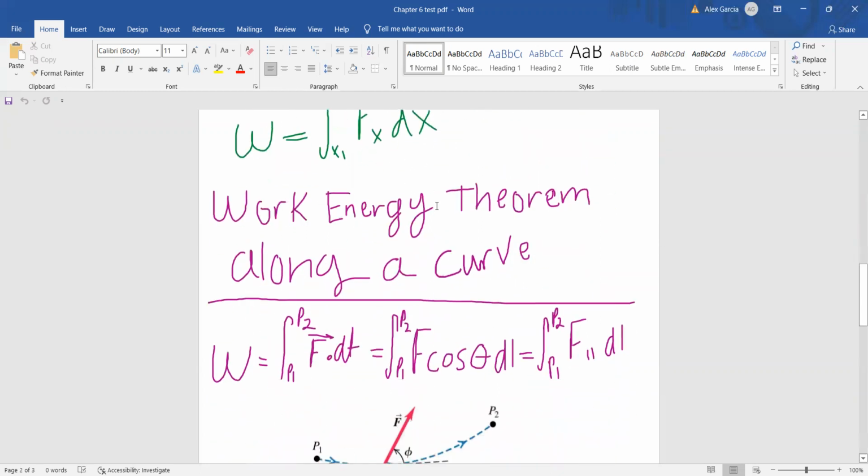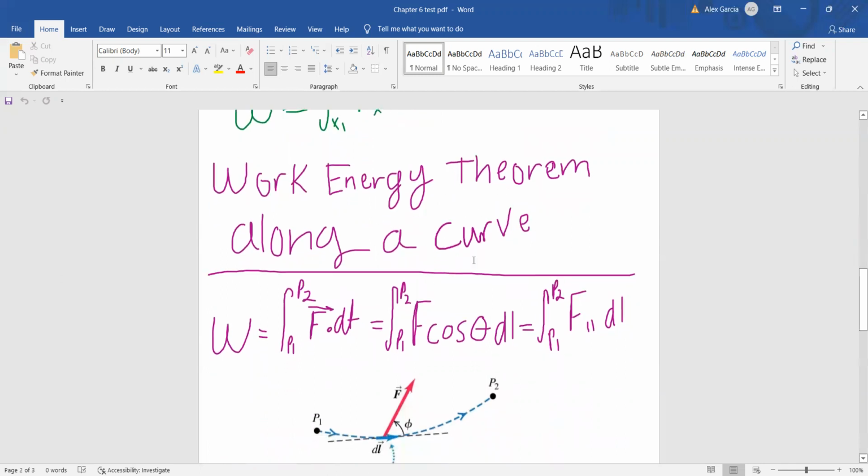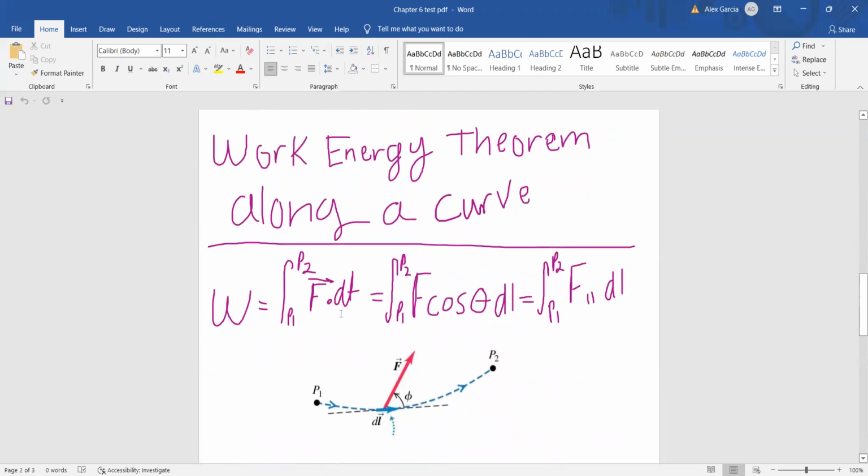Next, we have the work-energy theorem along a curve. This complex thing is more understandable once you look at it, but we'll first talk about this. So it says work is equal to the integral from point 1 to point 2 of F dl, which is equal to the integral from point 1 to point 2 of F cosine theta dl, which is equal to the integral from point 1 to point 2 of F parallel to dl.